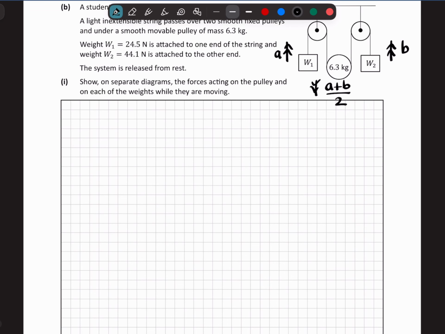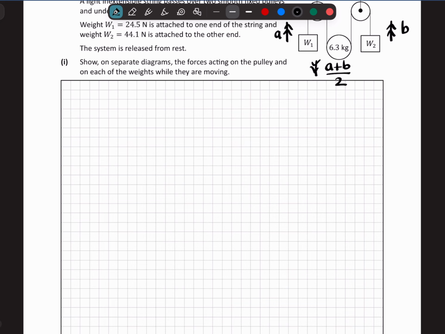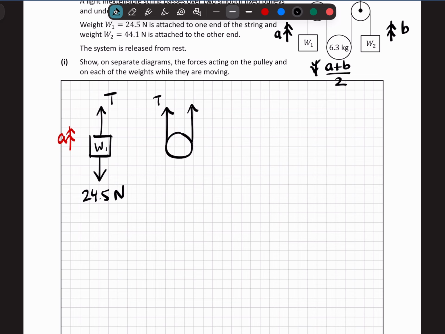But first it asks for the forces acting on the pulley while they're moving. So on the pulley and each of the weights. So I'll do each one here. For the weight one, the force acting up is tension. I'm going to throw in my acceleration arrows just for myself when I go into the next section. The weight down here is 24.5 newtons. I'll just put in the value because we have it for W1. For the next one, for the pulley, tension up, and acting down is the weight. Well, it tells me it's 6.3, so it's mg, so you can grab your calculator, 6.3 by 9.8.